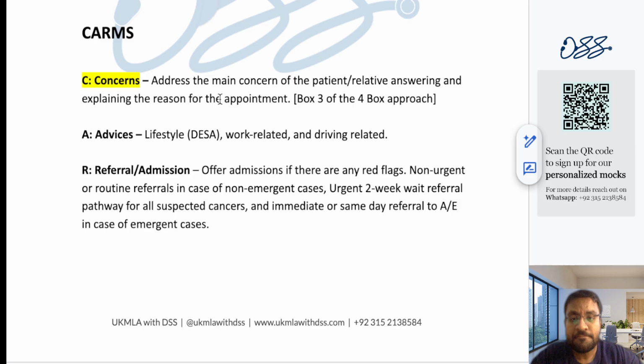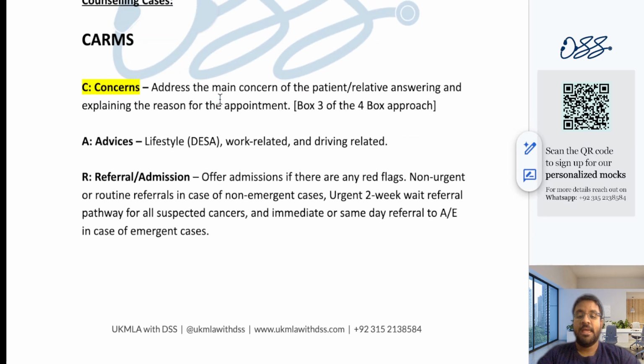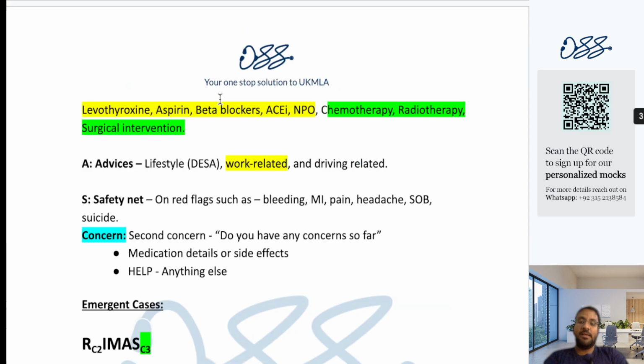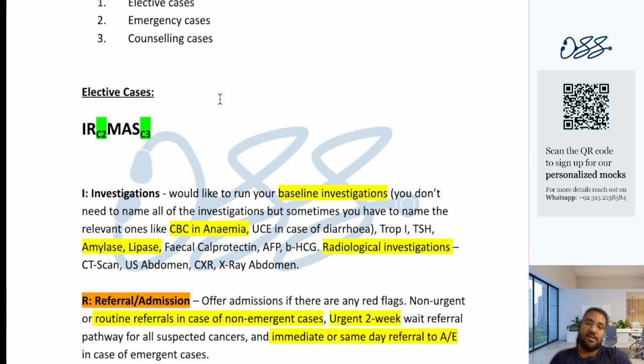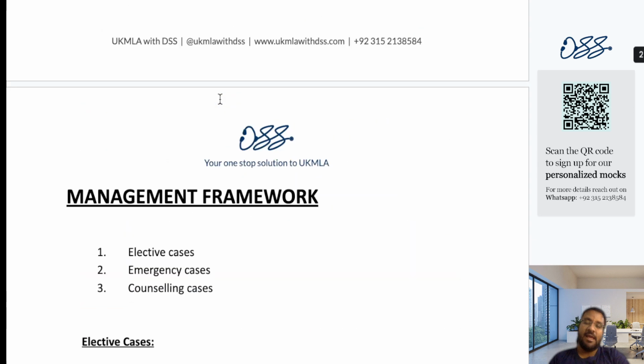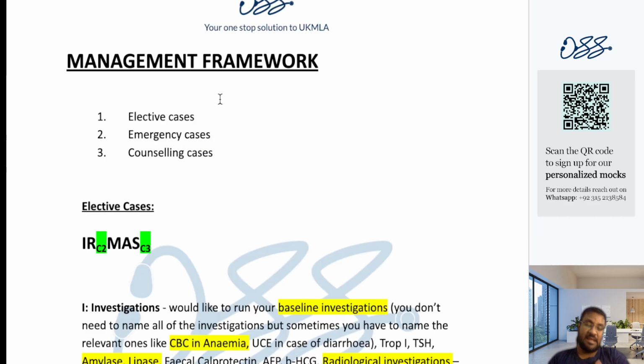All right. So yeah, this is what the management protocol is, this is how you should ideally be utilizing the 3 minutes that is there for the management. Okay, 2 to 3 minutes.